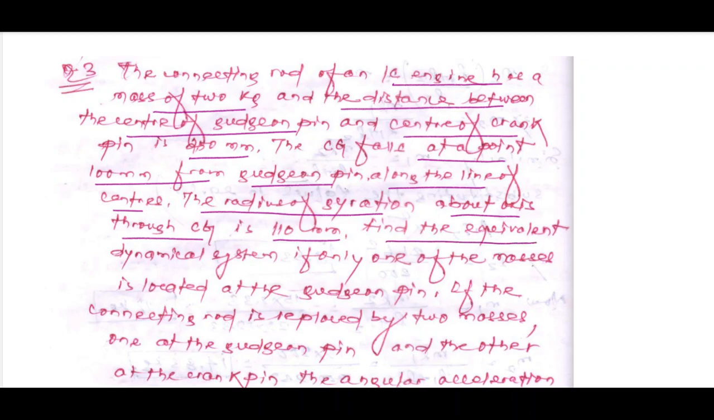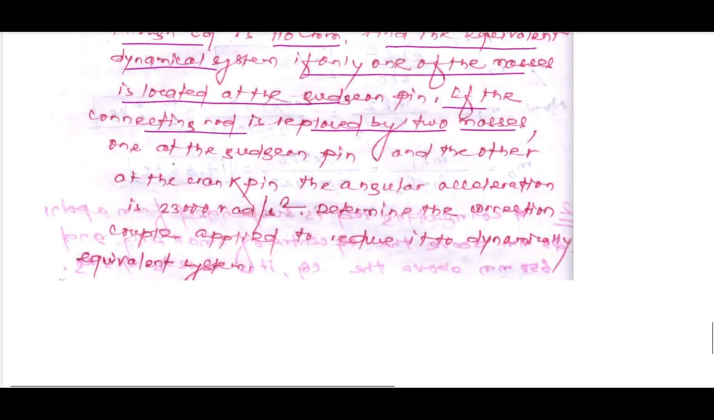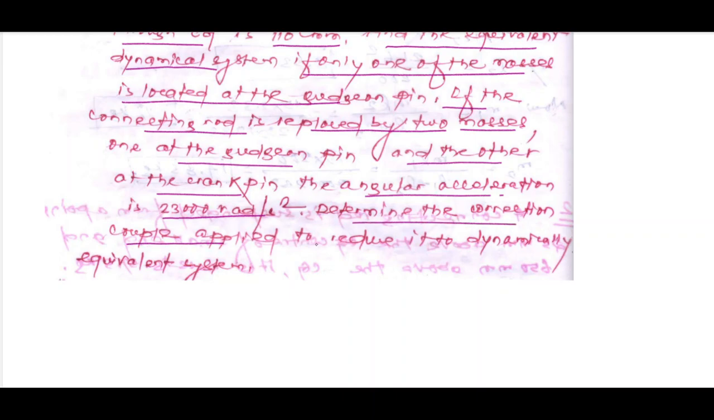Find the equivalent dynamical system if only one of the mass is located at the gudgeon pin, if the connecting rod is replaced by two masses, one at the gudgeon pin and the other at the crank pin, the angular acceleration is 23,000 radian per second square. Determine the correction couple applied to reduce it to a dynamical equivalent system. You have to find out basically the correction couple here. Okay, correction couple, that is T dash. We have already discussed it.